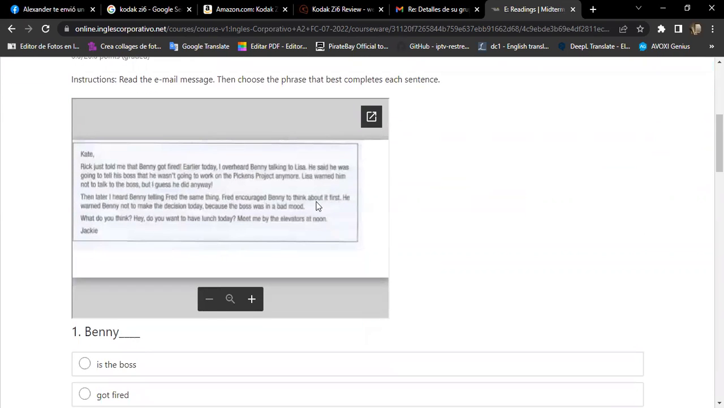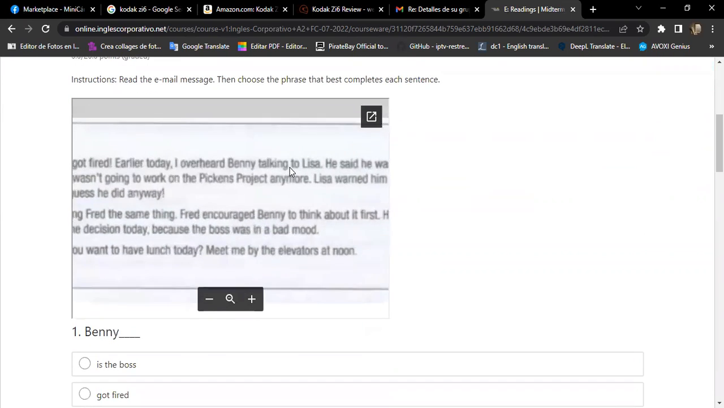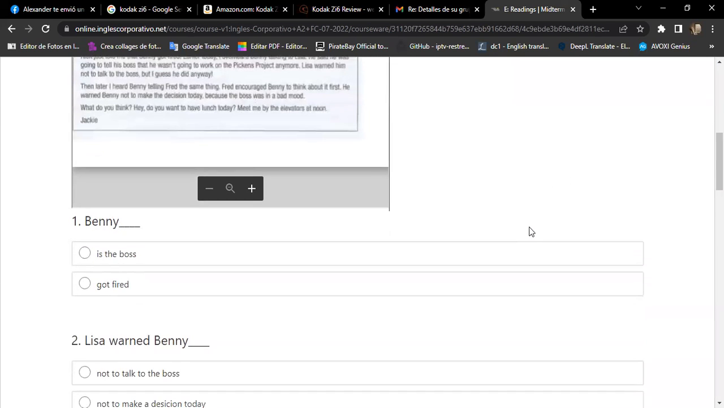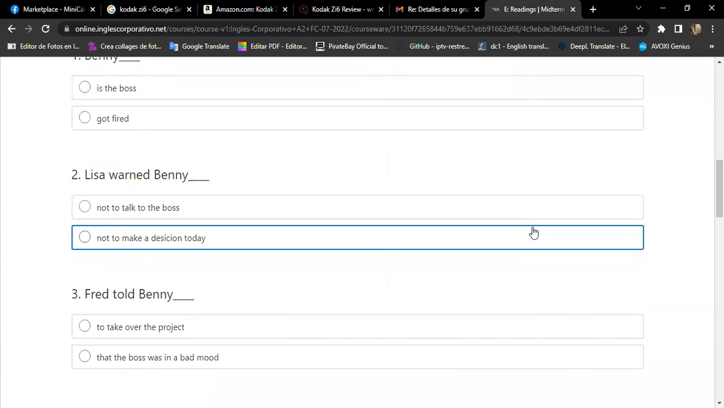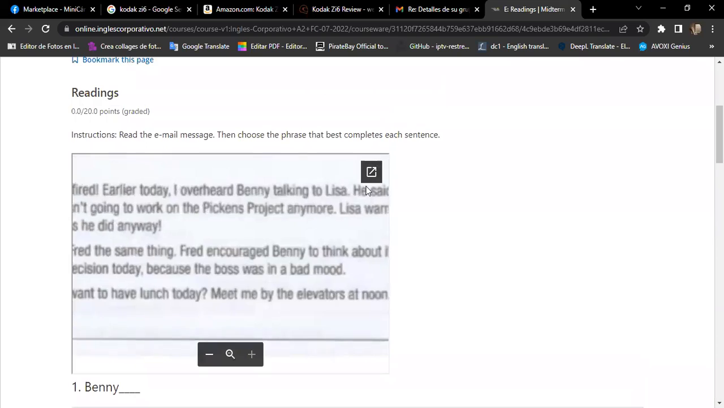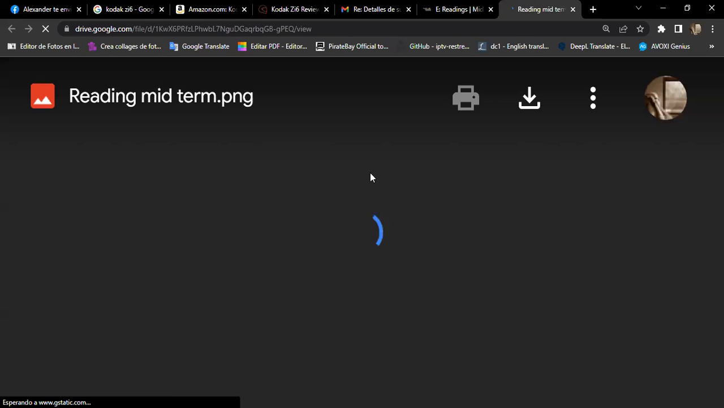Reading. So I'm going to read and you tell me about Benny: what did Lisa warn Benny and what did Fred tell Benny? Okay, so listen.